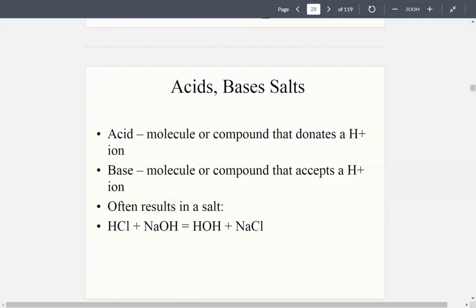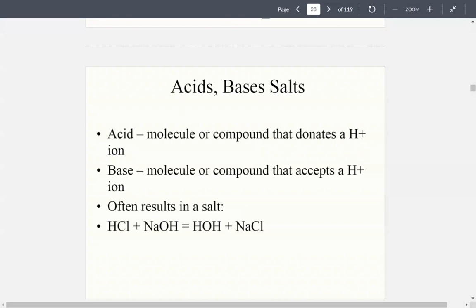Now let's talk about pH, which is where we're really going with this. When we're talking about pH, we need to talk about acids and bases. An acid is going to be anything that donates a hydrogen ion, so any molecule or compound that will give up a hydrogen. A base is going to be anything that will accept a hydrogen. So it wants to take it.